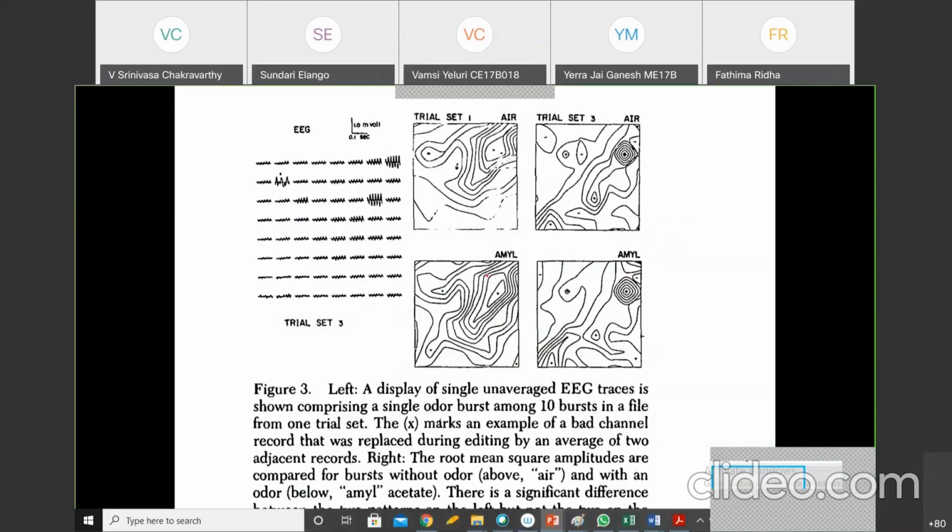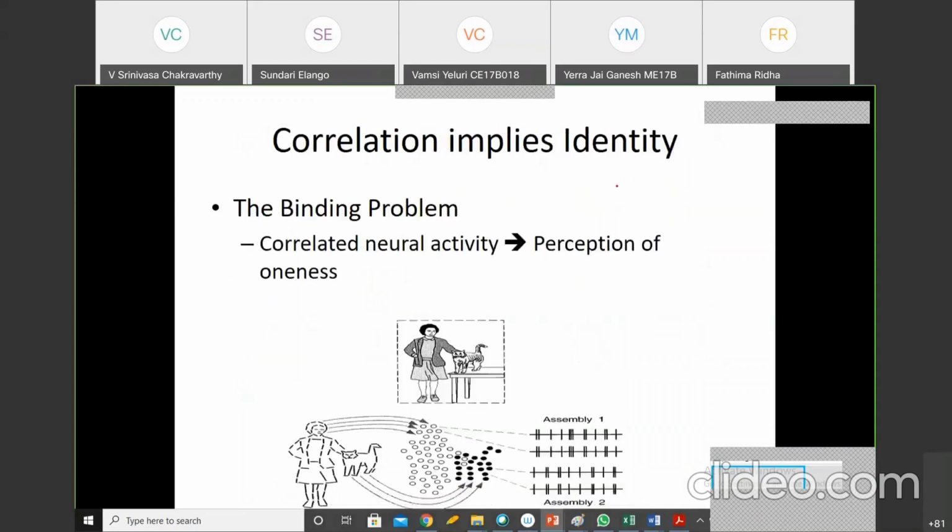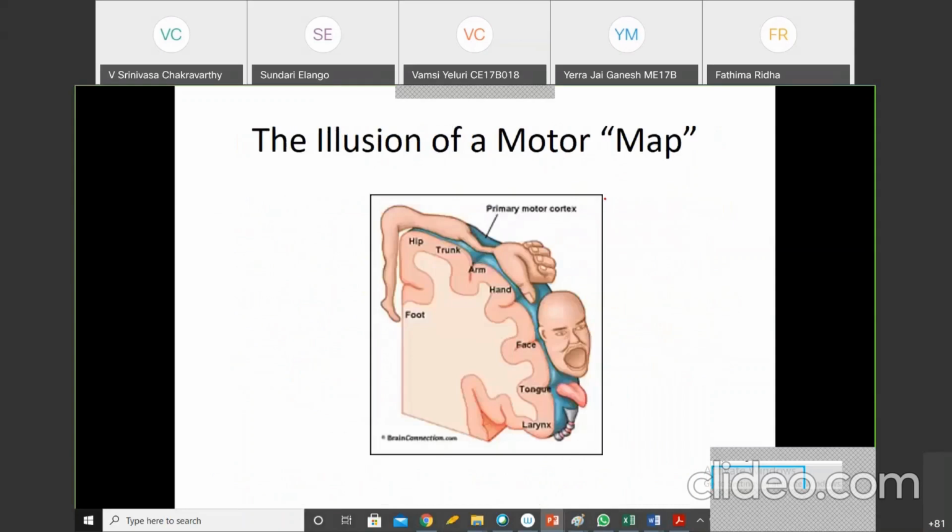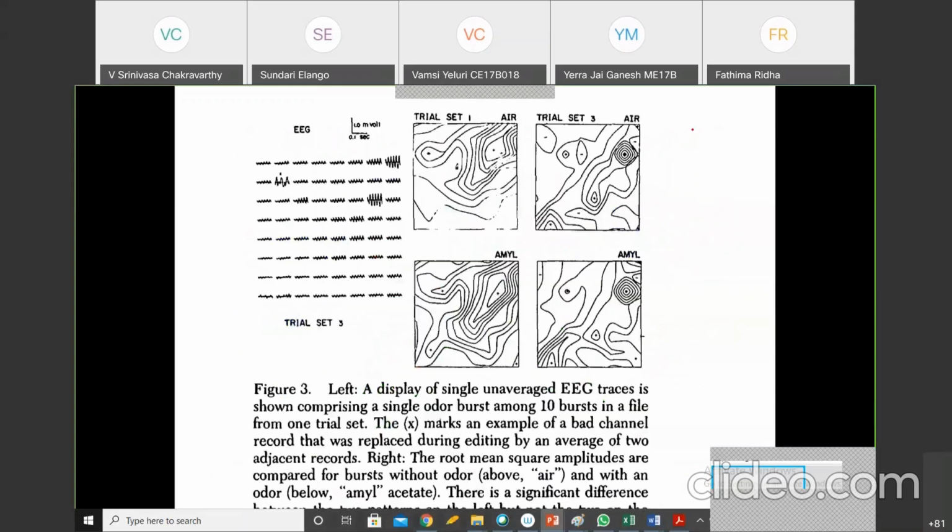So now when you present a smell, normally if the olfactory bulb acts like a simple map, what you would expect is a 2D map. If I present smell number 1, neurons here should be active, and smell number 2, neurons here should be active, and so on and so forth. This is what you expect if it is a simple map. But the actual response doesn't look anything like that.